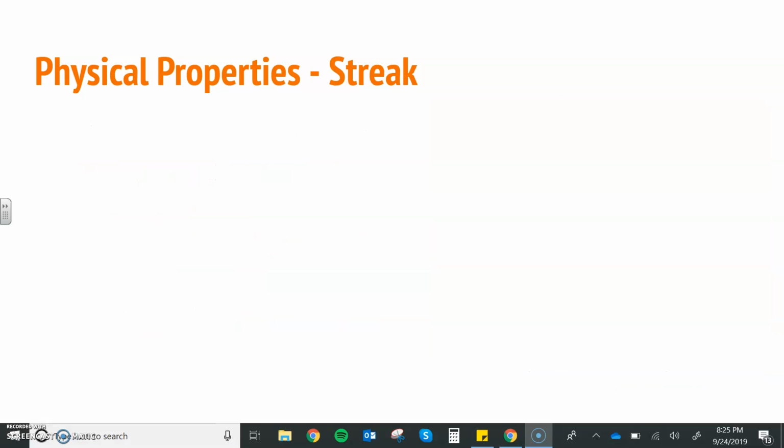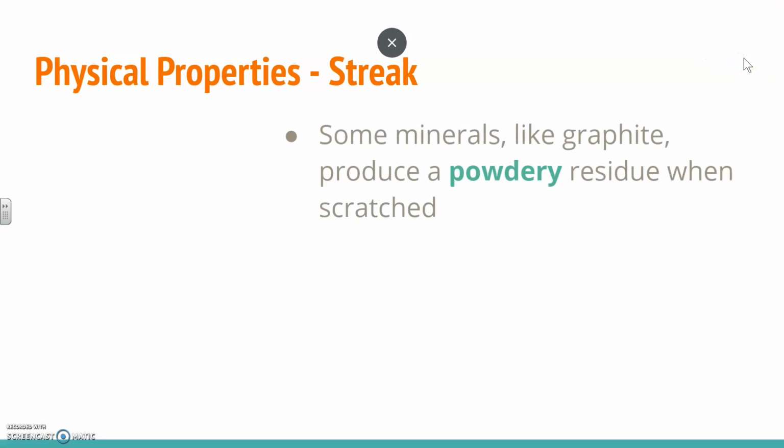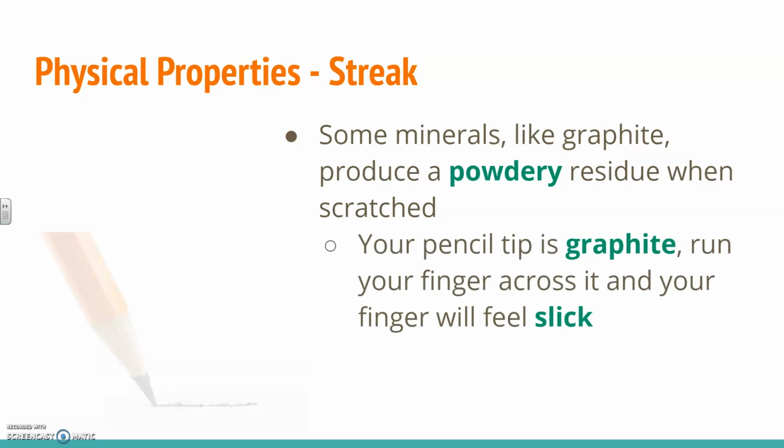Now, the next property that we need to be aware of is streak. And no, I'm not talking about your Snapchat streak. We're talking specifically about minerals. Some minerals, like graphite, produce a powdery residue when scratched. So if you're using a pencil right now, you're using a mineral, graphite. Run your finger across it, and your finger is going to feel a little bit slick or smooth.